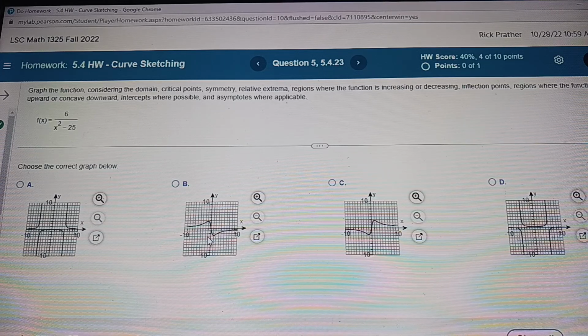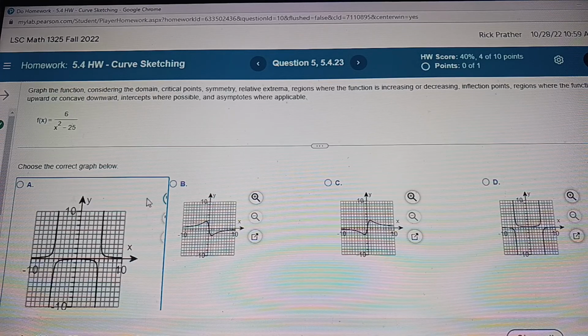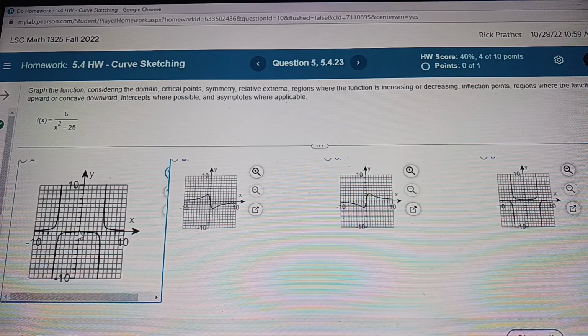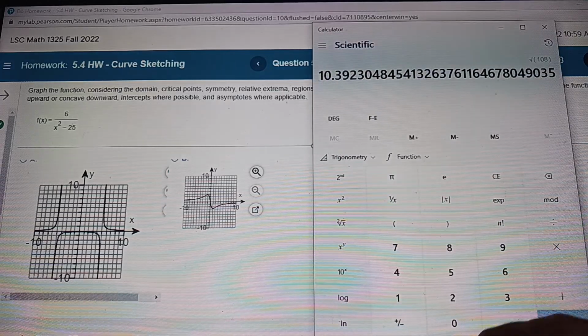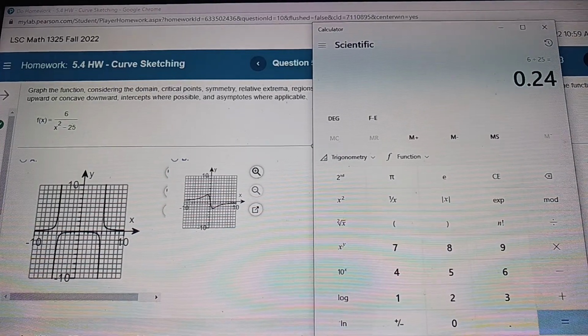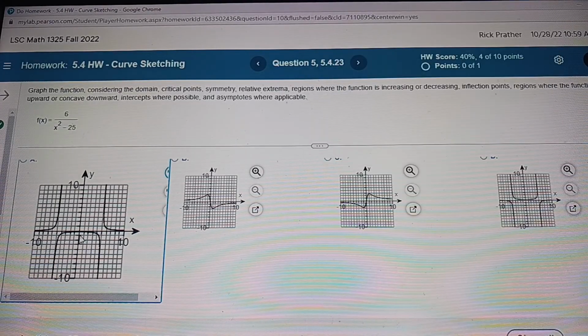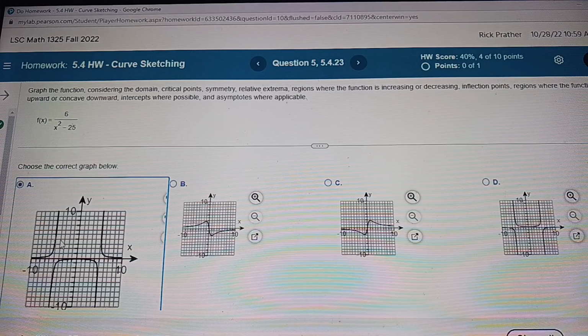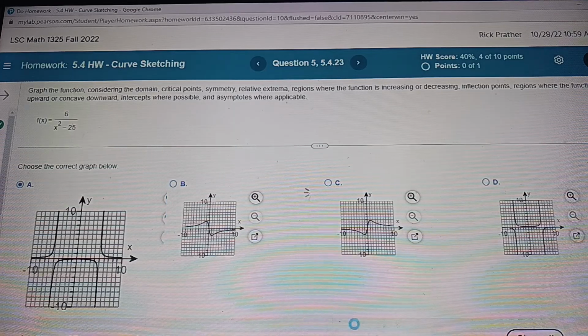And then I could get the y-intercept. Is the y-intercept something positive or is it something negative? Put 0 in for x, and you're going to get 6 over negative 25. So 6 over 25 is like 0.24. So at negative 0.24, that's when you're crossing the y-axis. This one's crossing at a positive something, so that's definitely wrong. So just with some college algebra knowledge, I was able to figure out this was graph A.